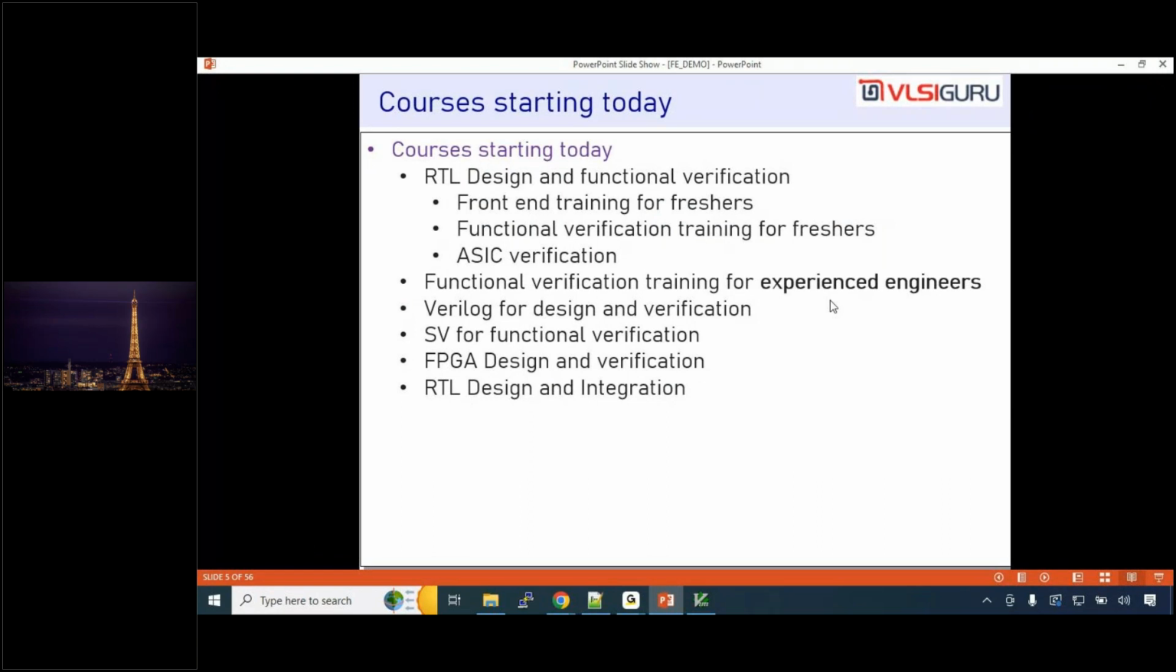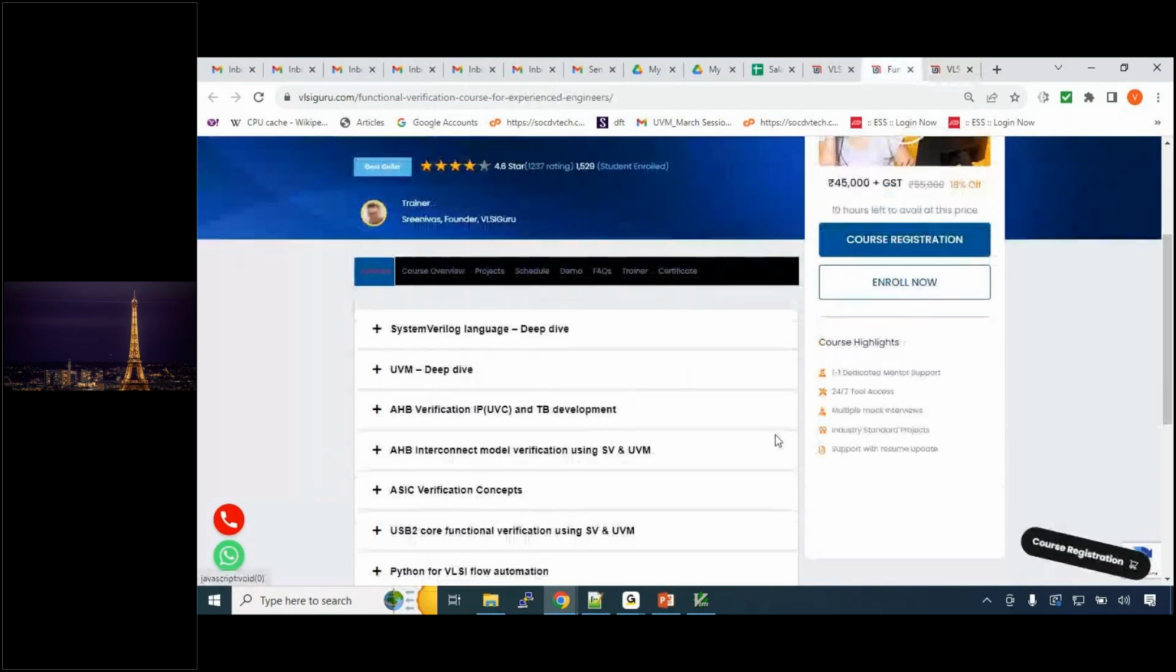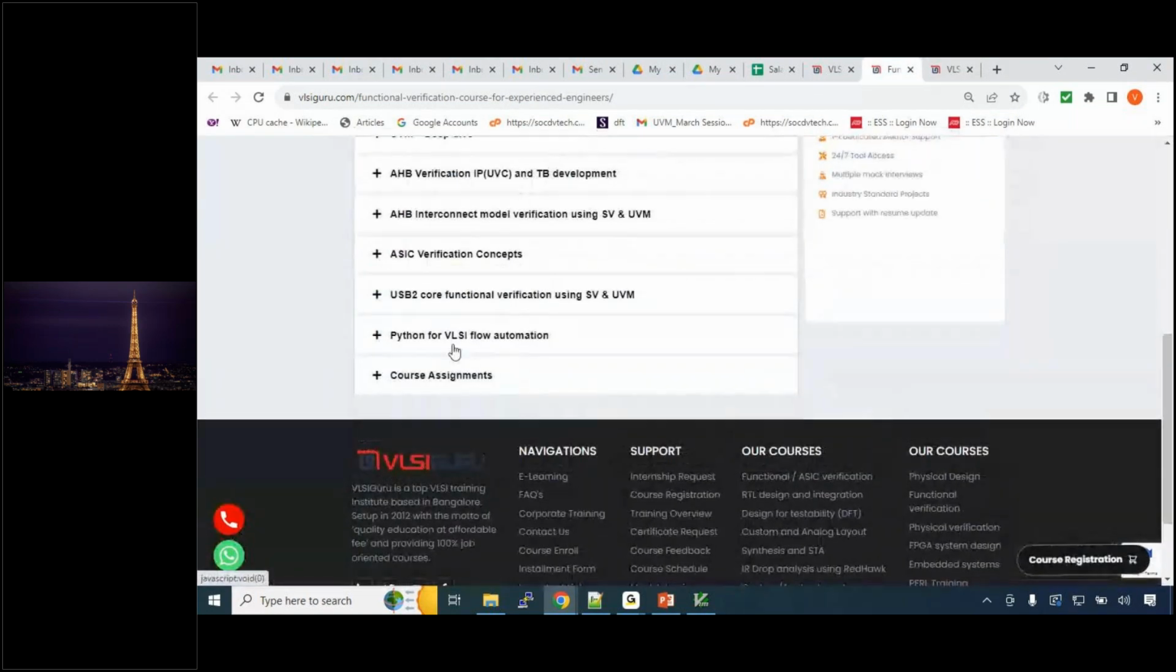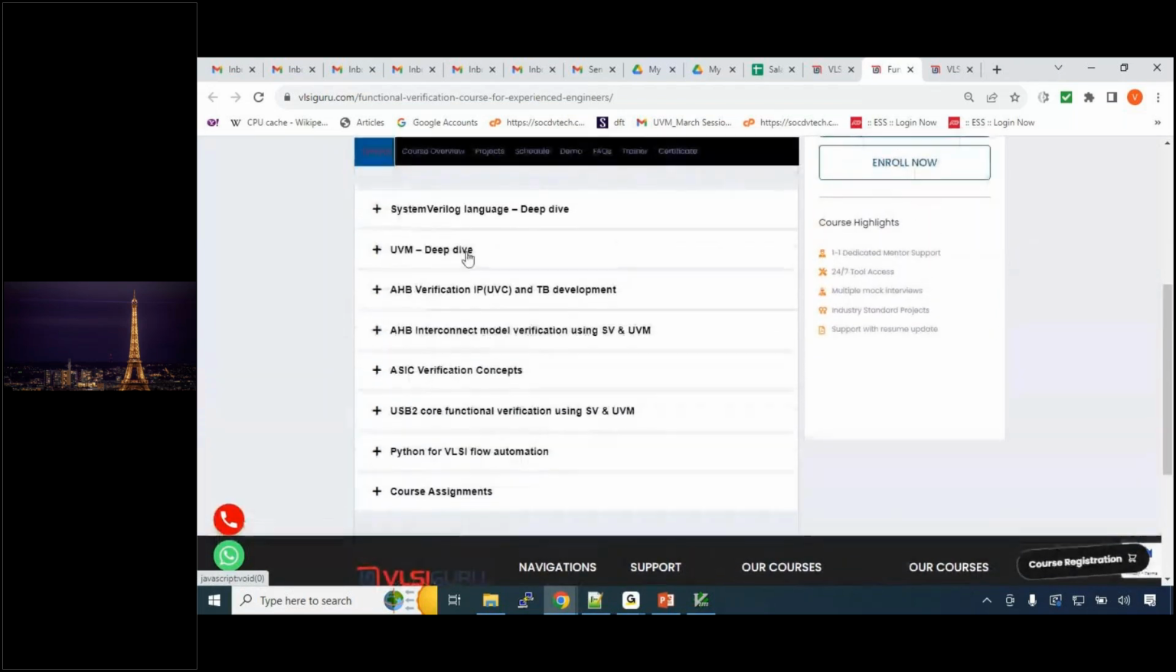Is it clear? Other than that, what we do is we also cover C. We cover some industry standard projects. We also cover Python. See what is required from an experienced engineer perspective. We cover everything: System Verilog, UVM, AHB project, USB core verification, Python for VLSI flow automation. This is all required for an experienced engineer. We cover that as a single package.